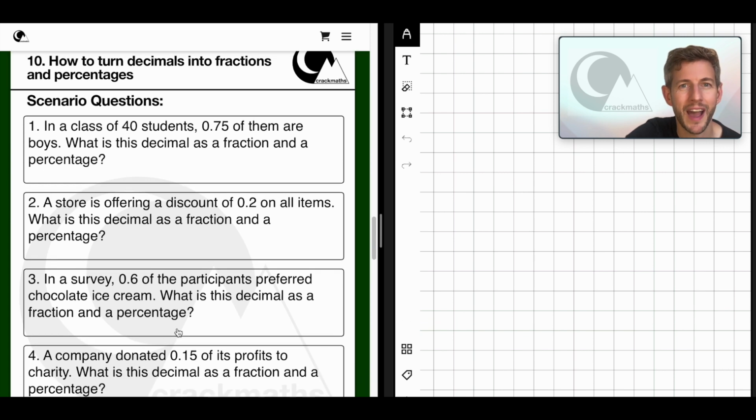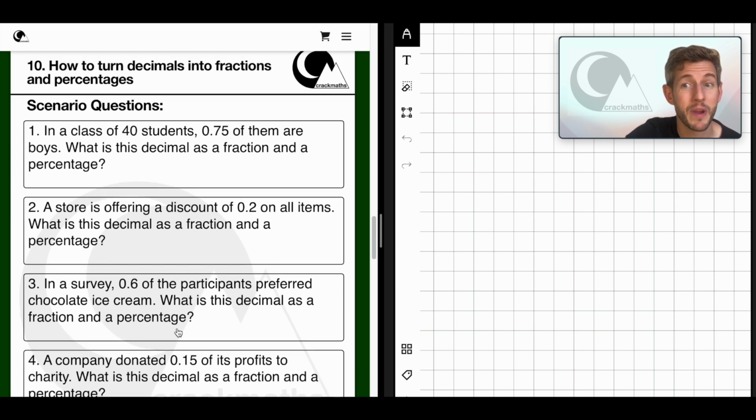So let's have a look at question 1 and see if we can do what it needs us to do. Question 1 reads that in a class of 40 students, 0.75 of them are boys. What is this decimal as a fraction and a percentage? So I'm going to do it the other way around. I'm going to work it out as a percentage and then a fraction, but let's have a look.